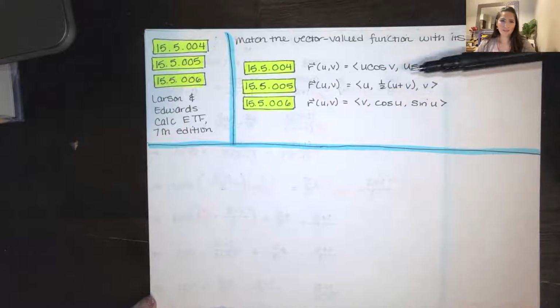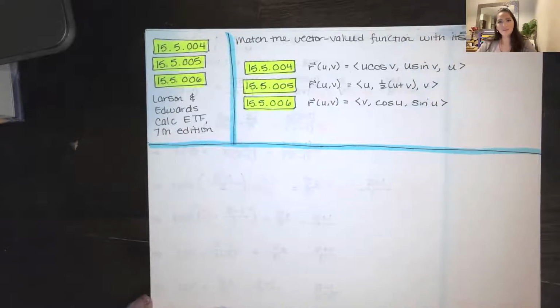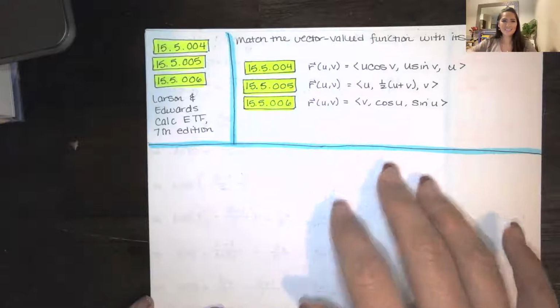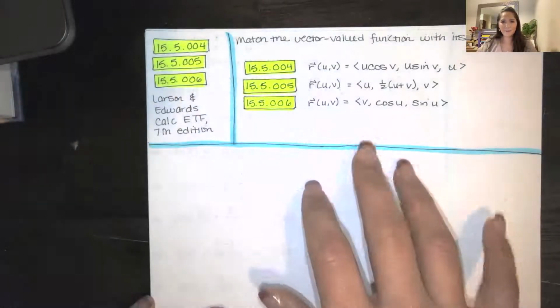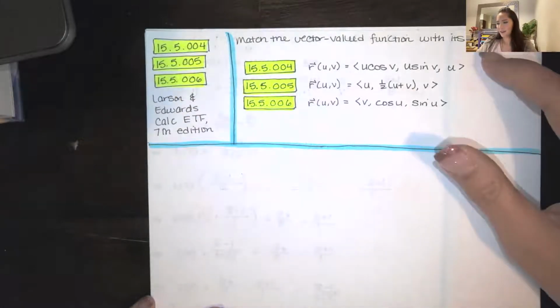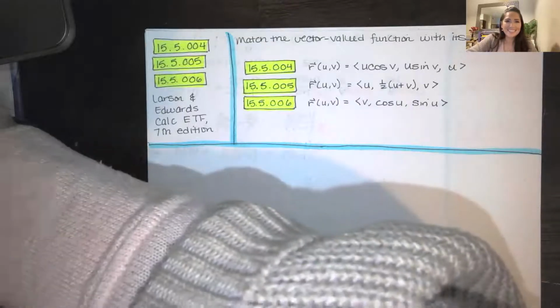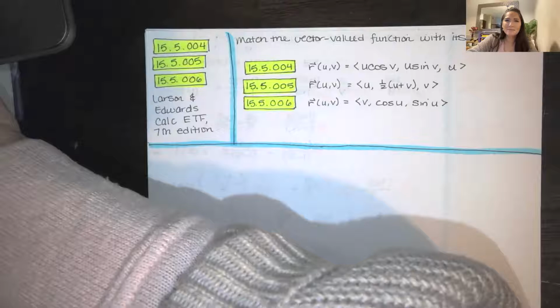Now for each of these we're given a vector valued function and we're asked to match the vector valued function with its graph. So what I wanted to do was share the graphs with you, but I also wanted to talk about how to graph these functions if it wasn't a matching problem, but instead a problem where we were just asked to graph R of u and v in three-dimensional space. So that's the plan.